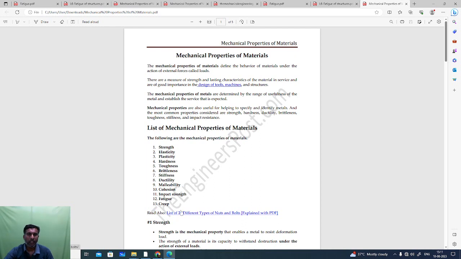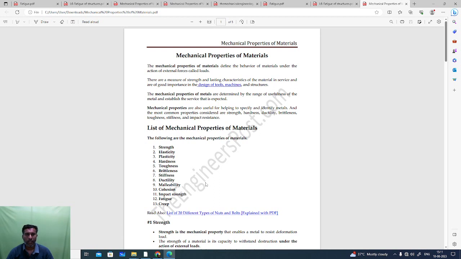We are going to study the mechanical properties of material. Why am I studying the mechanical properties? These describe the behavior of a material, how it will behave when a load, force, or temperature is applied, whatever it may be. So what properties are covered in the mechanical properties?